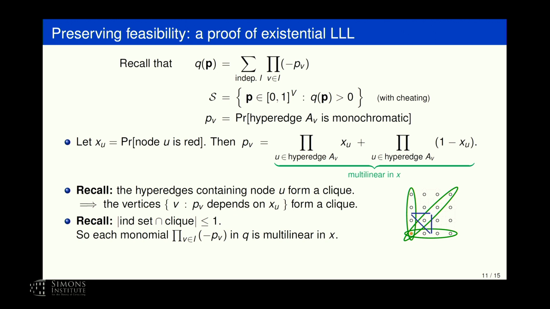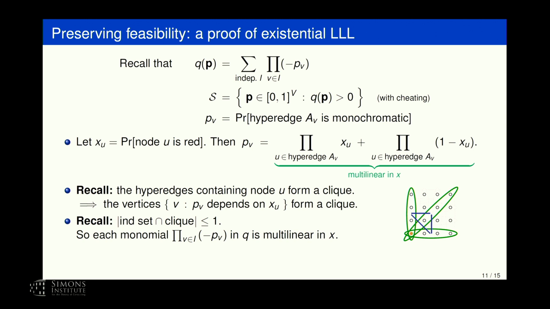So we have this clique of vertices that depend on each particular x_u value. But then if we look at the independence polynomial, it's summing over products where the products are over independent sets. So every monomial that appears in this sum can only have a single copy of x sub u. And therefore, the whole polynomial q is also multilinear in x.